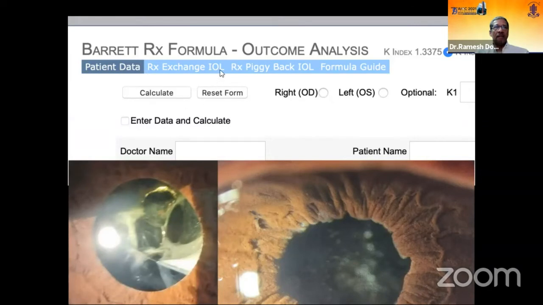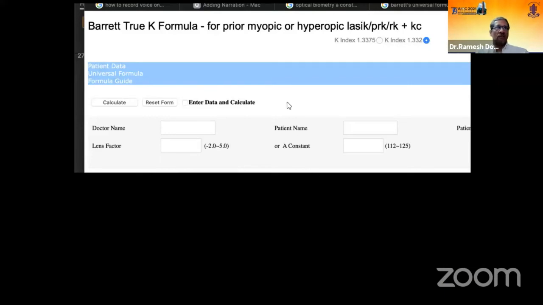This particular patient needed a lens exchange. Pre-op, he had a dislocated lens with a thick after-cataract. You can use the lens exchange Barrett's RX formula, and then you can do the surgery and find out the power for that. Barrett's True K should be used primarily for eyes that have undergone LASIK, PRK, and for keratoconus.